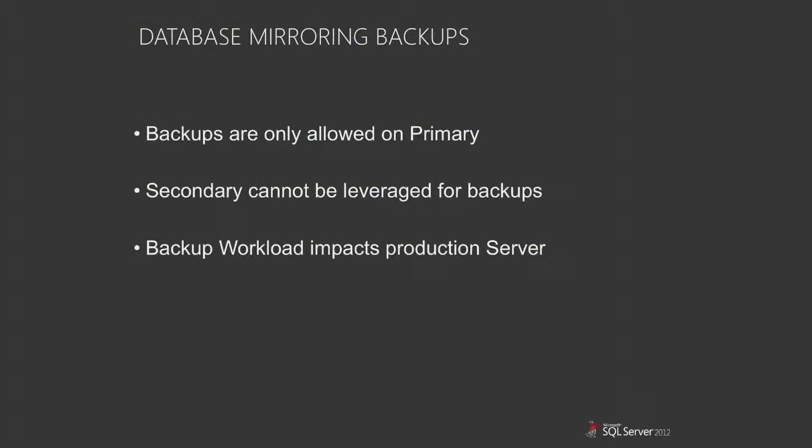Now, Always On availability groups are similar to database mirroring environments, but there are some significant differences. With database mirroring, backups are only allowed on the primary. If you try to do a backup on the secondary, it would fail. With Always On availability groups, the backups can be done on any server. The secondary cannot be leveraged for backups in database mirroring, and that means that your backup workload is always going to be hitting your production server. So it's going to be taking away CPU and I/O resources from your production server.